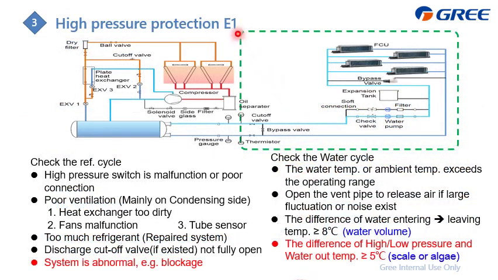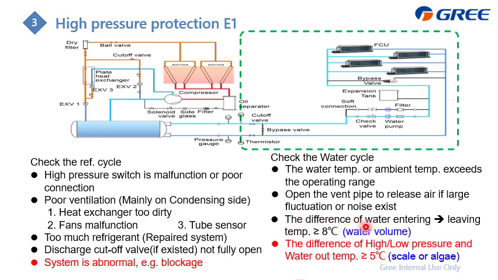And after 15 minutes, just focus on the water cycle, which is on the right side, this part. For this part, the check items include the water temperature or the outdoor ambient temperature, whether it is within the desired range or not, and maybe too much air inside the system. At that time, you need to check the pressure gauge pointer to see whether it fluctuates a lot or not. Or maybe the water flow rate is not enough.